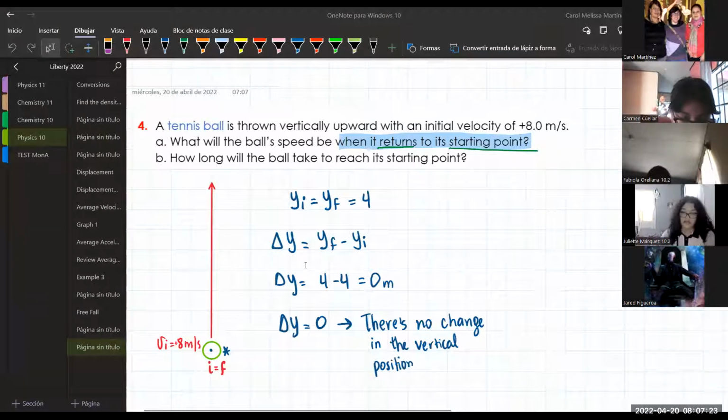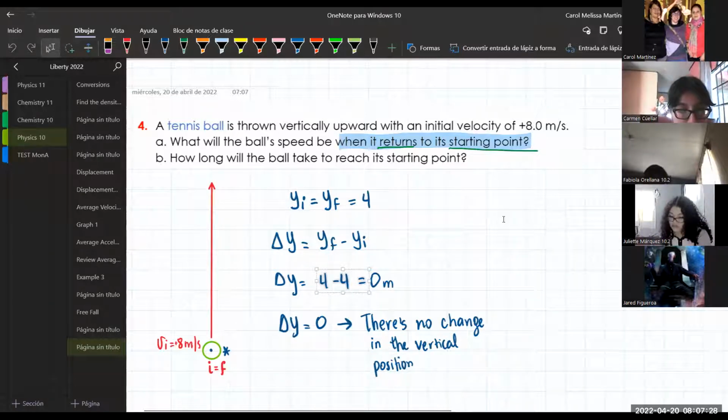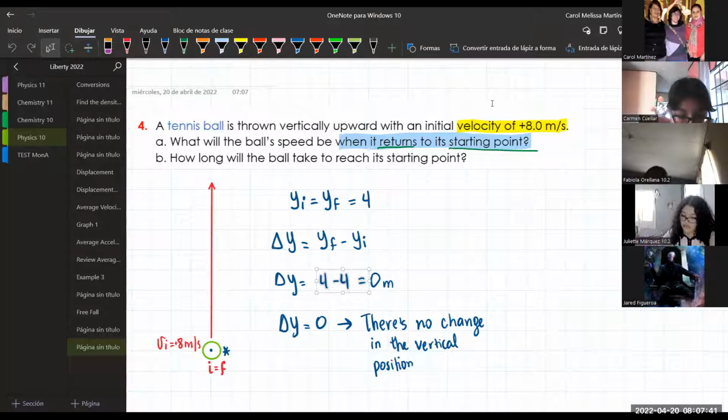Here it doesn't really matter, okay? I said give me a random number because the problem doesn't give you the position. The problem is giving you the velocity, okay? Which is different, but it's not giving you the position. But it doesn't really matter because the problem tells you that the ball returns to its starting point. That is the way that the problem tells you that there is no change in the vertical position. In other words, delta y is equal to 0.